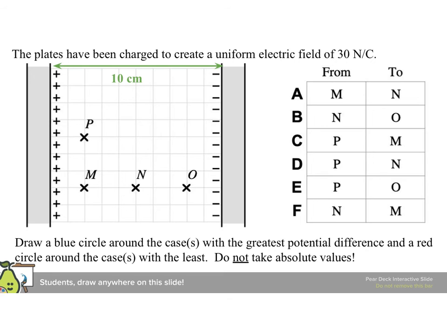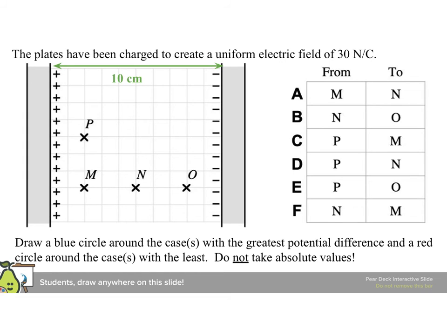All right, these plates have been charged to create a uniform electric field of 30 newtons per coulomb. We have a bunch of points marked, and we want to say, draw a blue circle around the cases with the greatest potential difference and a red circle around the cases with the least. In this case, unlike many of these problems, we are not asked for a magnitude, so we have to keep track of which are positives and which are negatives. So it might just be easiest to figure out what the actual voltage difference is.